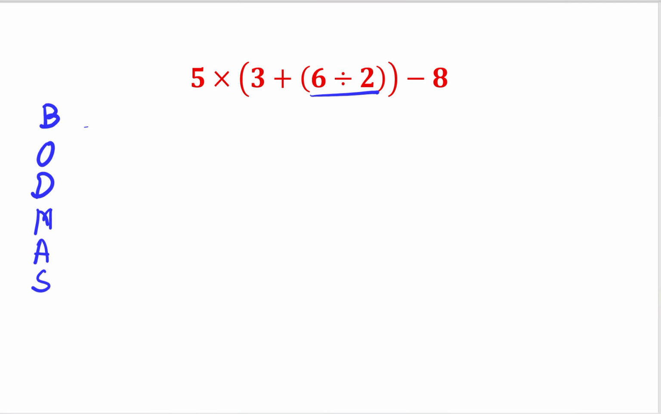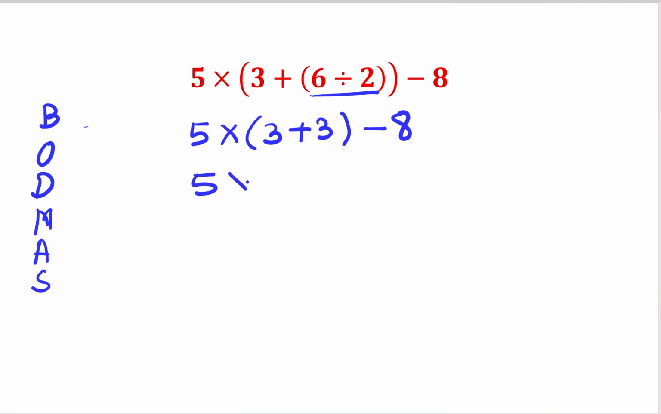So first the inner bracket is solved. So 5 multiplied by bracket 3 plus 6 divided by 2 is equal to 3. So the inner bracket is completed. The outer bracket is complete, minus 8, and then again we solve the bracket.